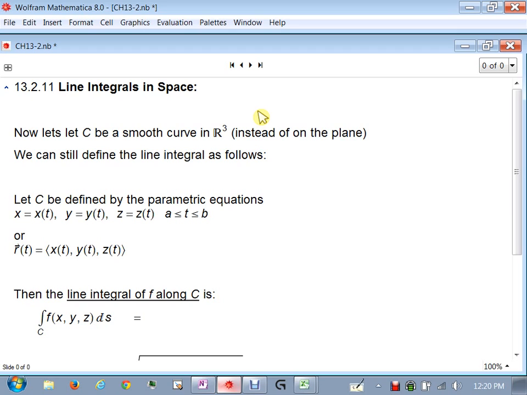But we can still define it, and it's still just an extension of what we just did. We have a curve in three-dimensional space. We have to find a parametric representation of that curve. This time it'll have x, y, and z. We'll still have a restriction on t.